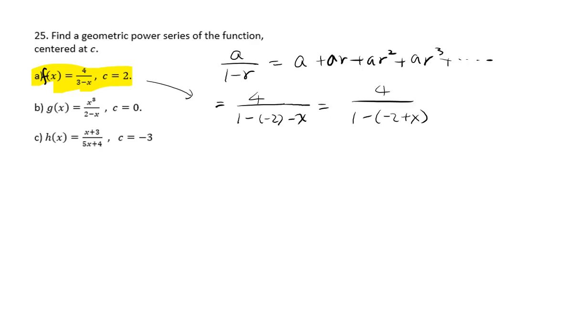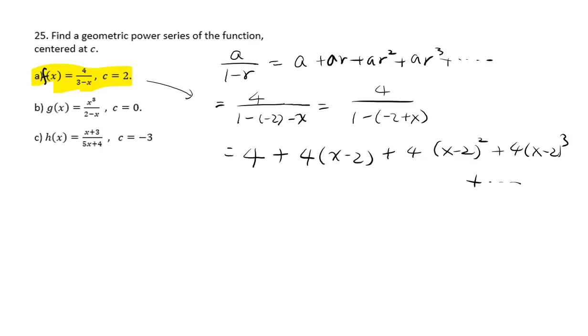A is 4, 1 is 1, r is negative 2 plus x. And therefore, I can just use the formula on the right side, which says 4 plus 4 times x minus 2. Let's just rewrite this as x minus 2, and then plus 4 times x minus 2 squared, plus 4 times x minus 2 cubed, and so on and so on. Wait, what is this? This is a Taylor series centered at 2, right? So this is indeed the question that's being asked.